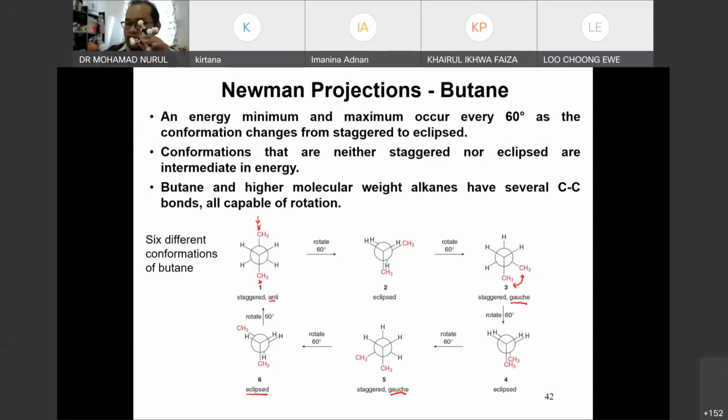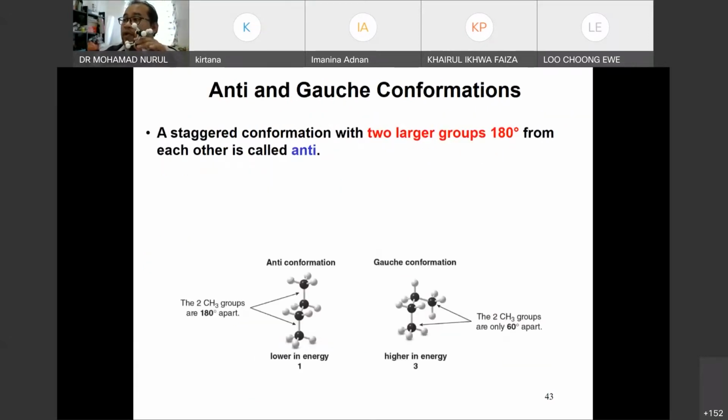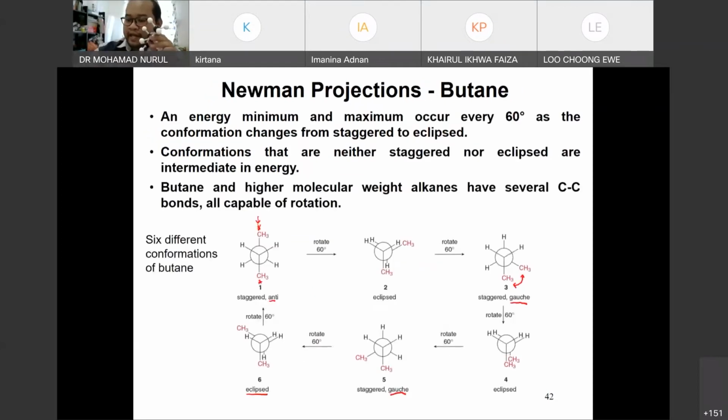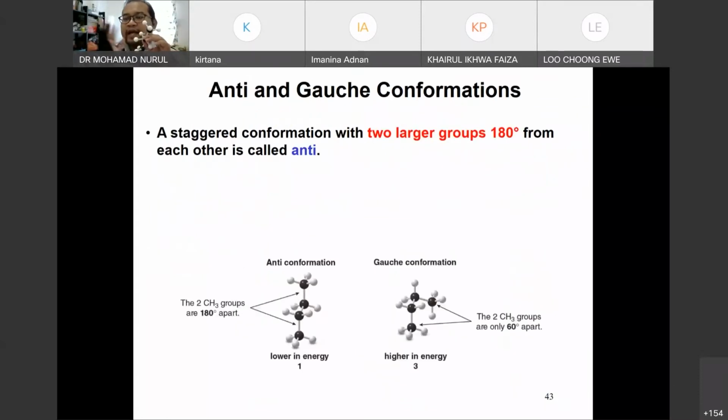For butane, they have three staggered conformers. I can label this one as A, this one as B, and this one as C. I hope you can see it. They will give different energies.